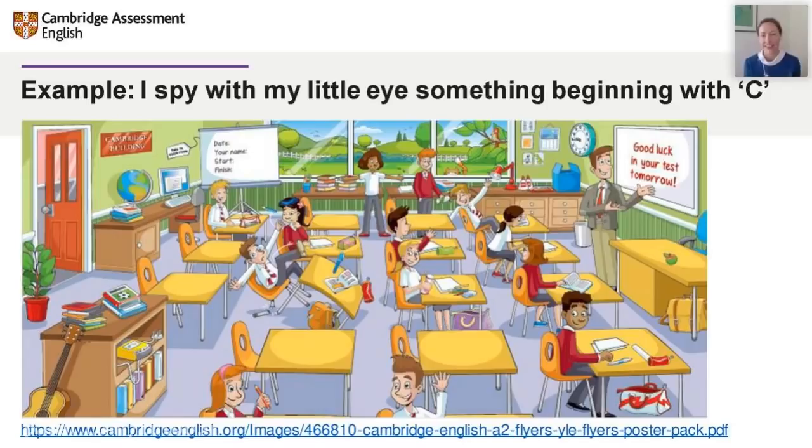So can anyone guess? In this picture, I spy with my little eye something beginning with C. What do you think it is? Type it in the chat if you can see anything beginning with C. Okay, yep, I can see some good ideas. Oh, no, it's not that. Okay, yeah, well done. You've identified the chair. No, it's not the chair. Clock. Oh, good ideas. I wonder if anyone is going to see my thing.